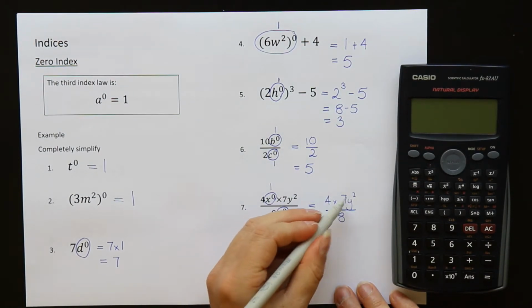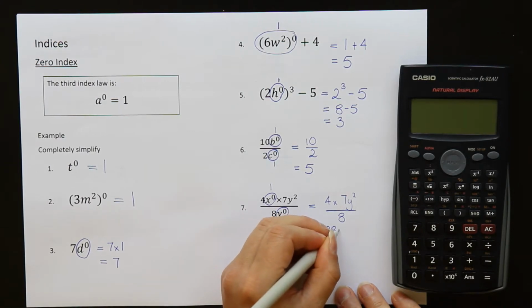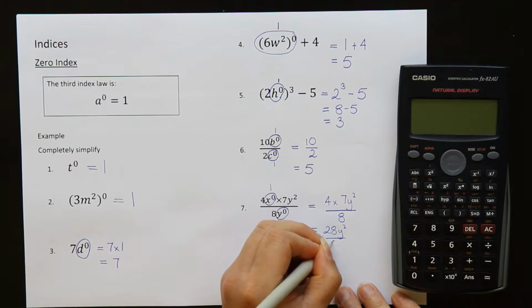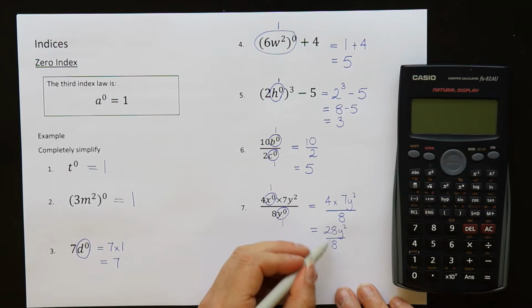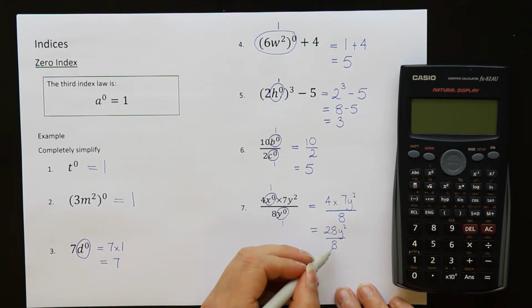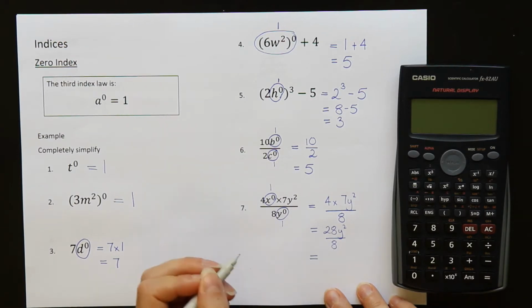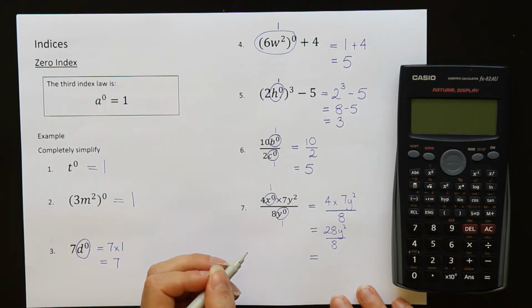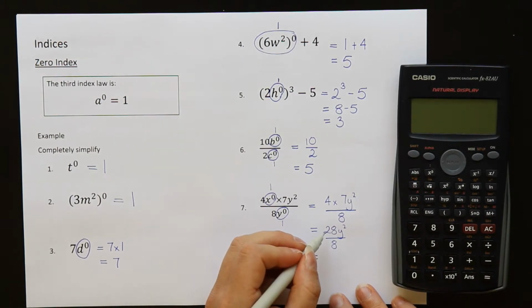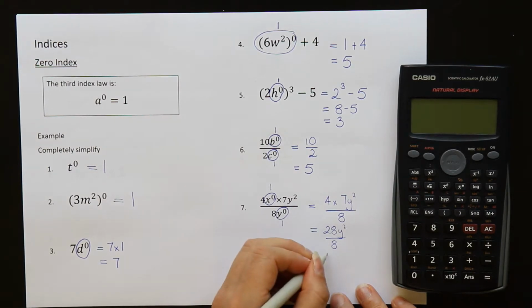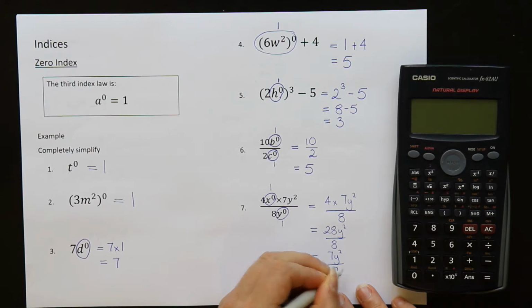Now, 4 times 7 is 28. Y squared over 8. And that can actually be simplified a little bit more. 28 and 8 can both be divided by 2. Well, actually, they can both be divided by 4. If we divide by 4, it simplifies it much faster. So if we divide by 4, we will get a 7y squared on the top and a 2 on the bottom.